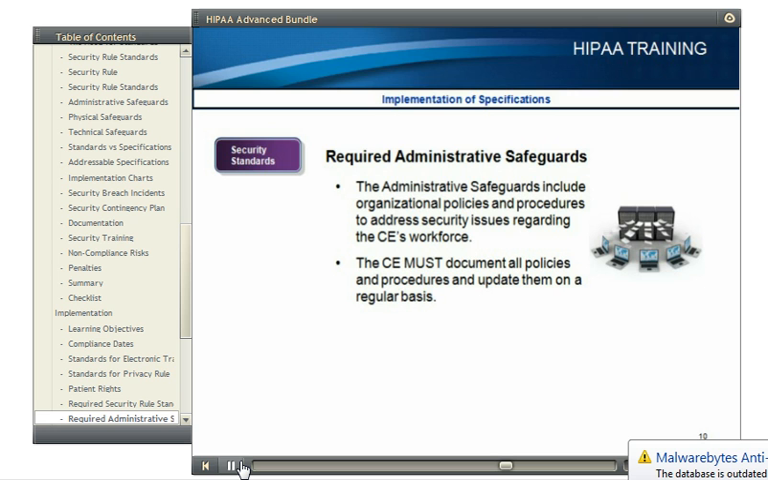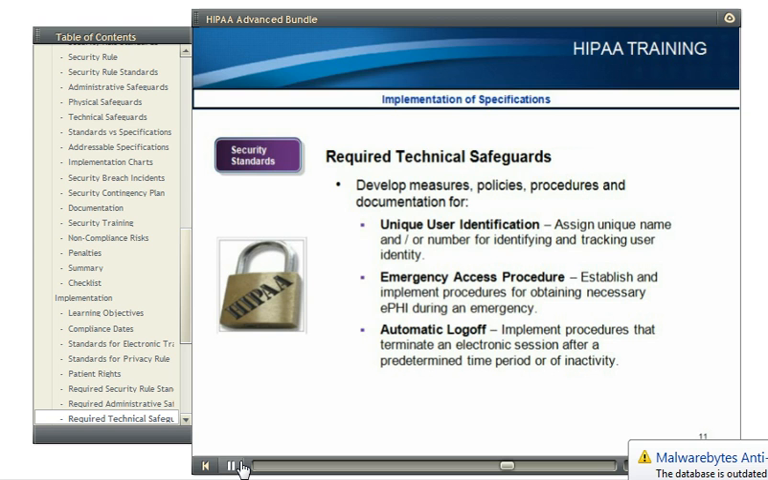Required administrative safeguards. The administrative safeguards include organizational policies and procedures to address security issues regarding the CE's workforce. The CE must document all policies and procedures and update them on a regular basis. Required technical safeguards. Develop measures, policies, procedures, and documentation for unique user identification. Assign unique name and/or number for identifying and tracking user identity.